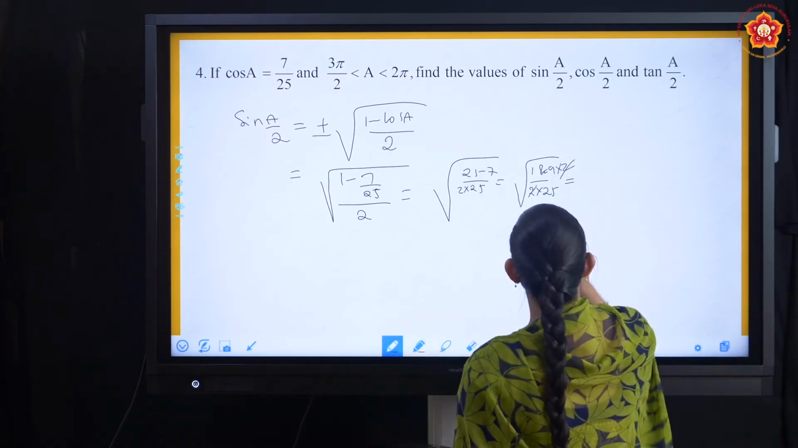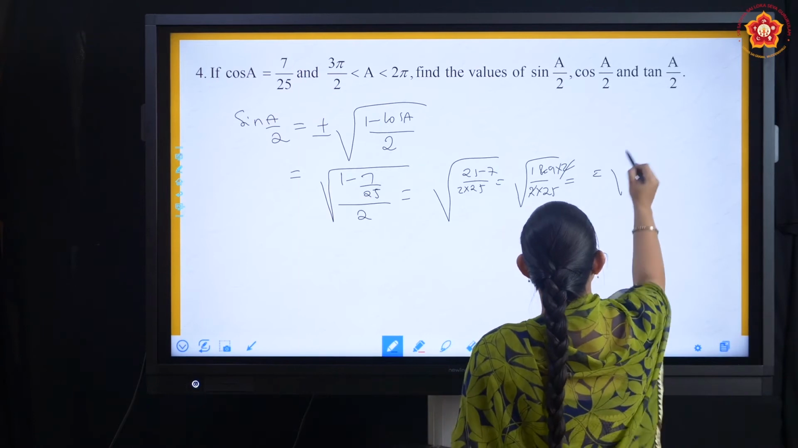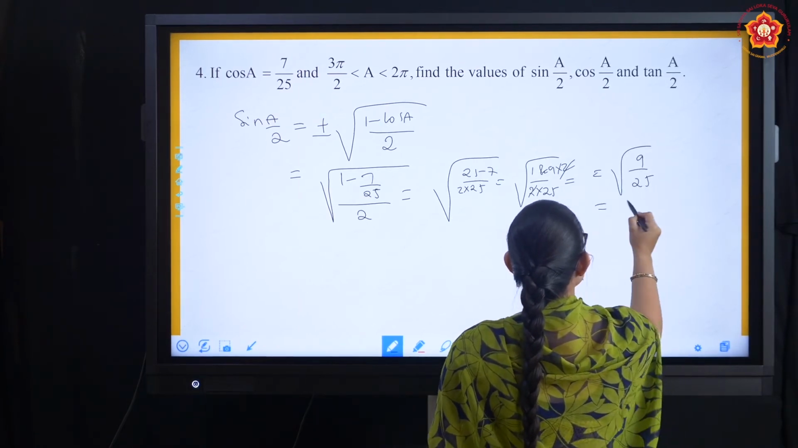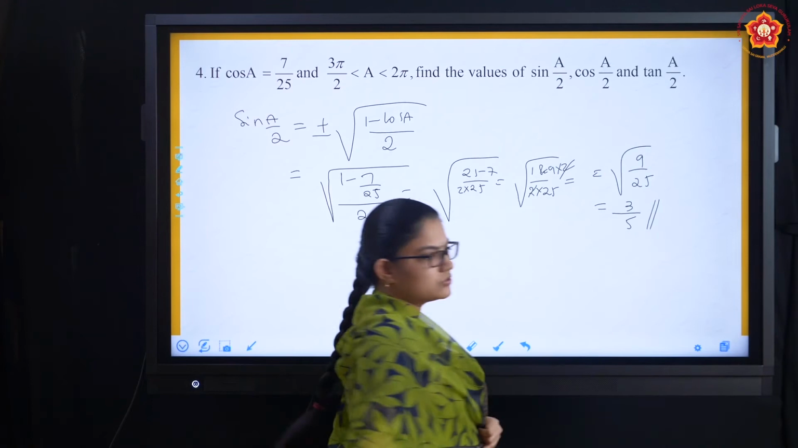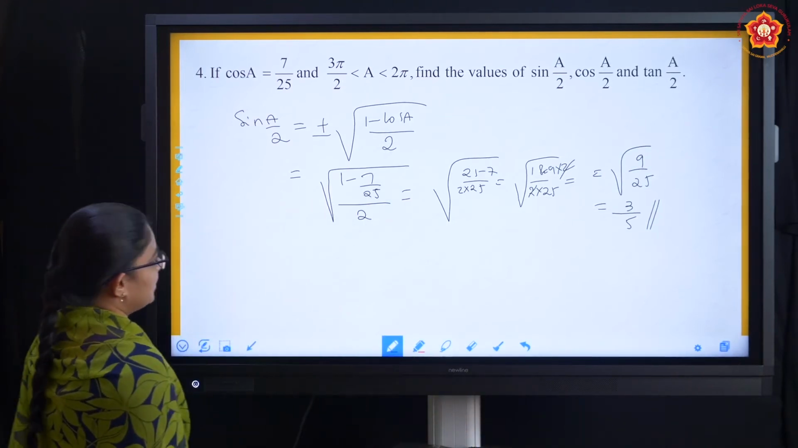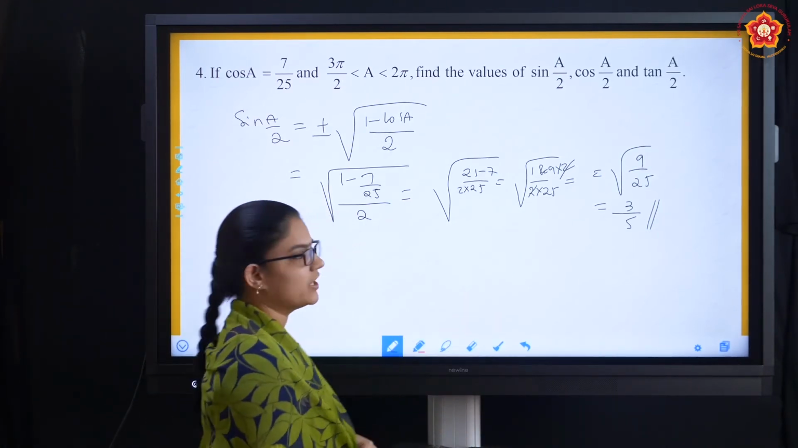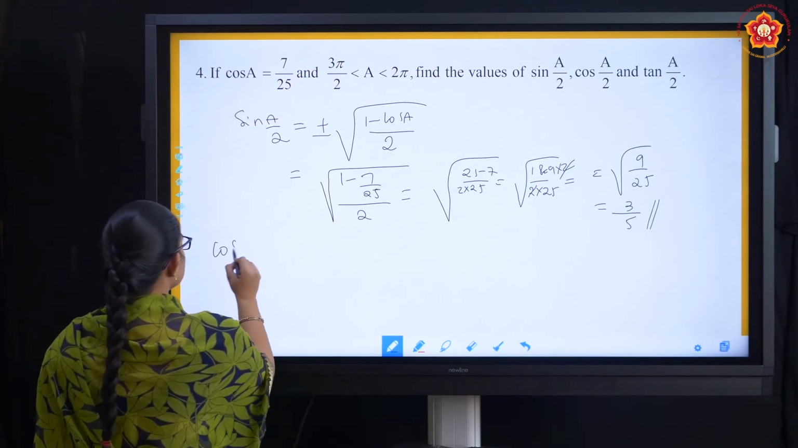So 2 gets cancelled. So we have square root of 9 by 25, that is 3 by 5. So therefore we have sin A by 2 as 3 by 5. Now we can find out what is cos A by 2.